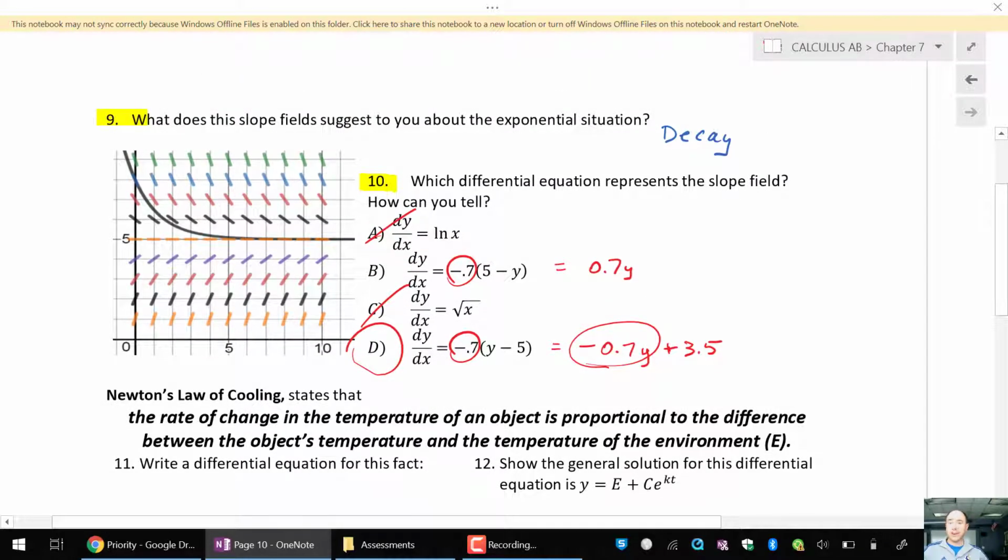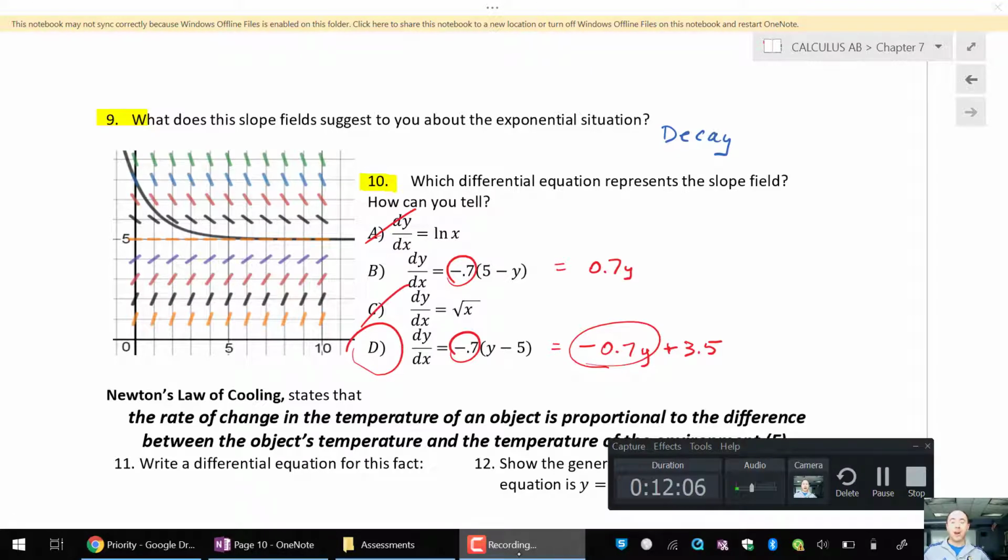So those are some connections between the slope fields and the algebraic approach to solving differential equations and how they all relate to exponential growth and decay. I hope that was helpful to you. Good luck with solving the rest of your problems.